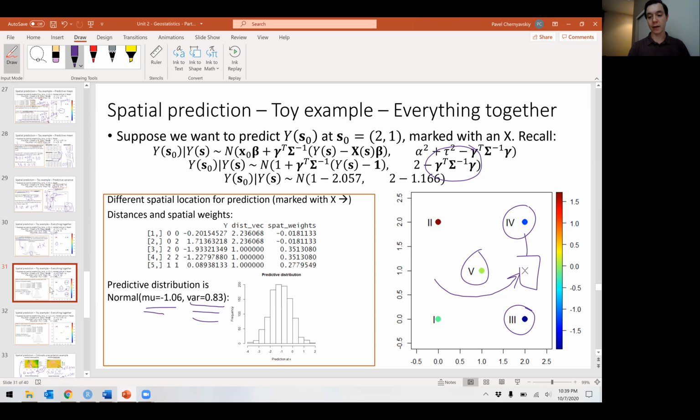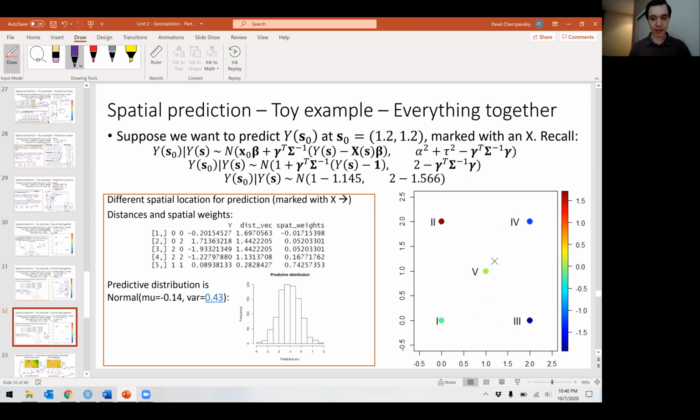I'm now 1 unit away from all these and 2.23 units away from these. I think you know where this is going. We're now going to move our predicted point closer to an observed point. So my distance vectors now look completely different, and my spatial weights now have one that stands above the rest. And intuitively, it is number 5.